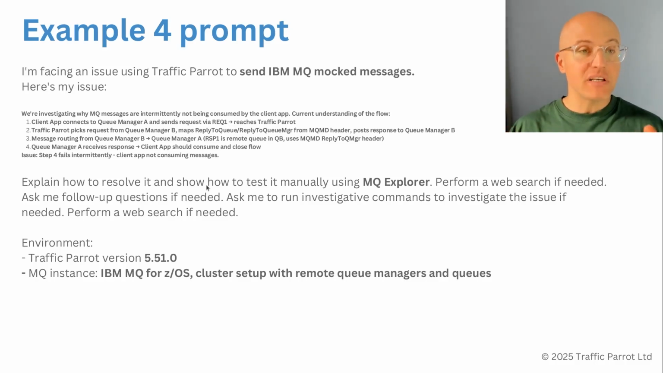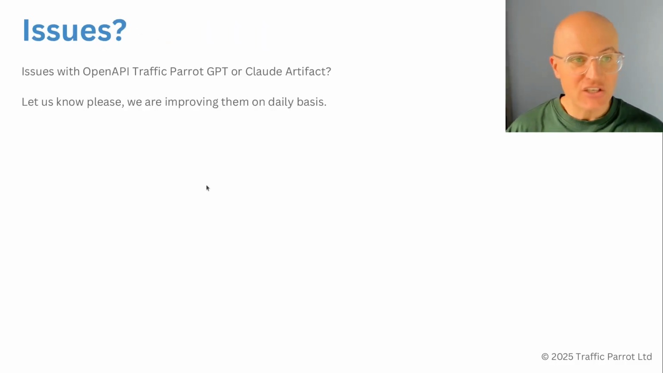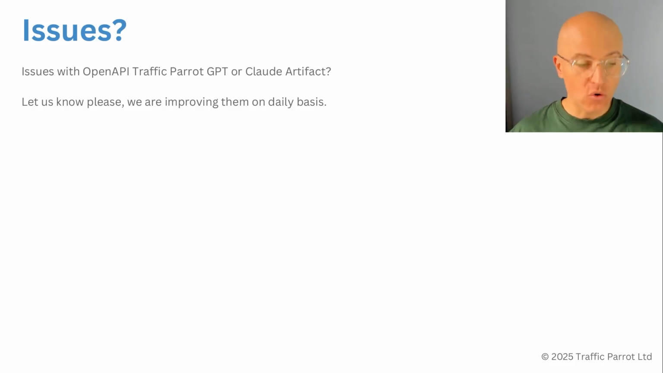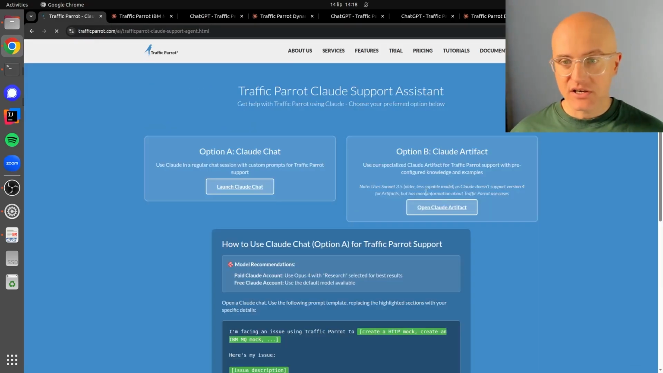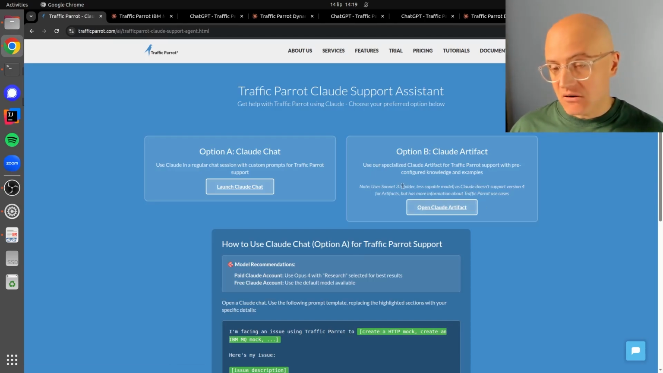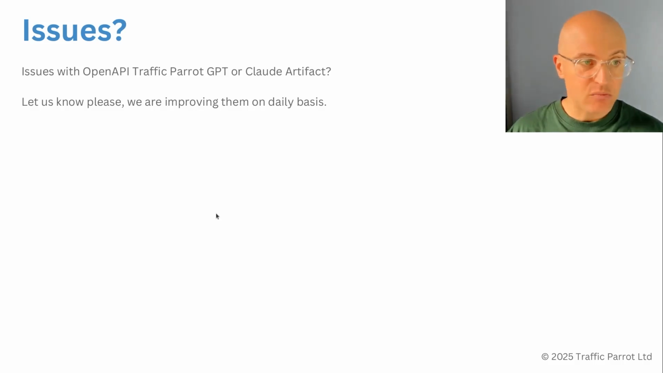Okay, so yeah, hopefully these prompts are useful to you. If you see any issues with the Traffic Parrot GPT, the custom one that we've shown you, or the Claude artifact you see on the page here, there's a Claude artifact that unfortunately currently uses Sonnet 3.5, which is an older, less capable model. Claude doesn't support version 4 for artifacts. It works only in special cases, but it's basically an equivalent of the Traffic Parrot GPT support agent. Like I say, it's running on an older model, Sonnet 3.5, because you can't upgrade it to 4 just yet. But if you see issues with these, please do let us know.